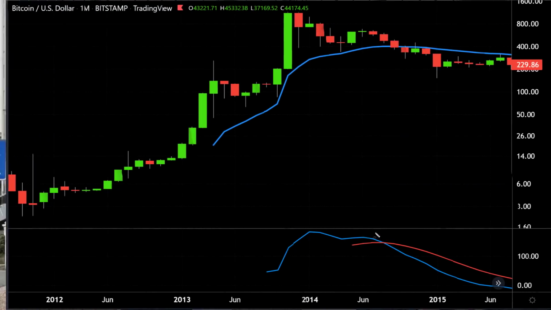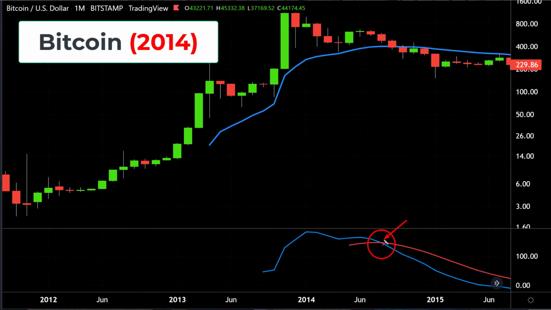By the way, the same thing is true in 2014. In 2014, with a negative crossover on the MACD, on the monthly chart of Bitcoin.